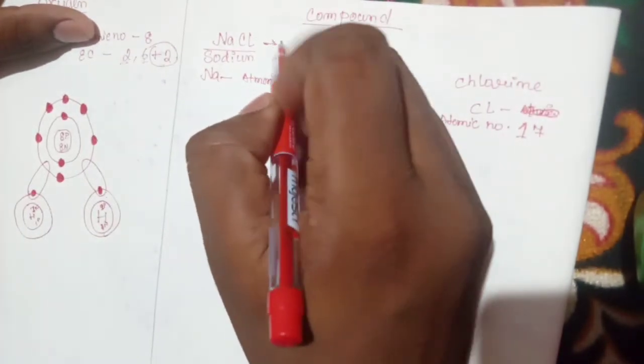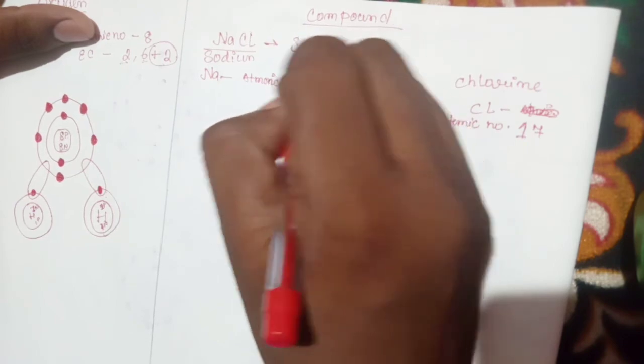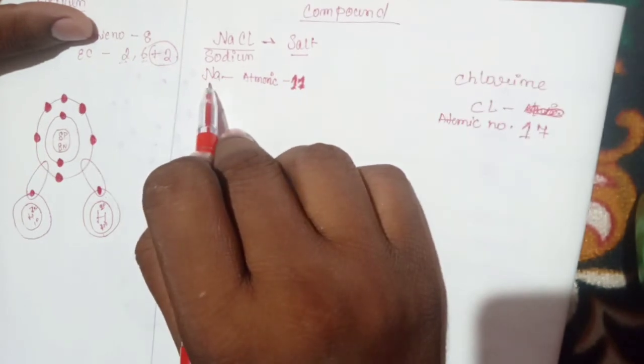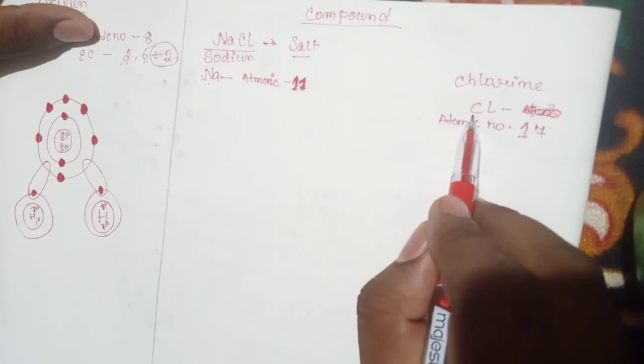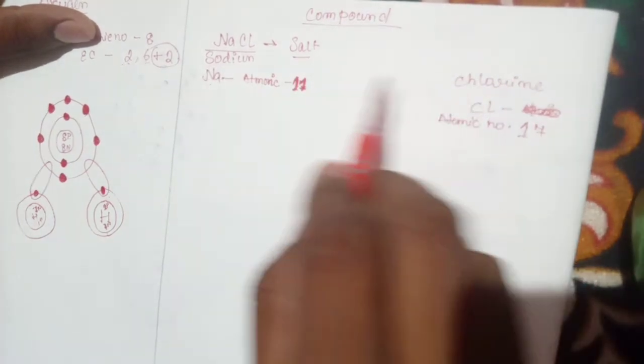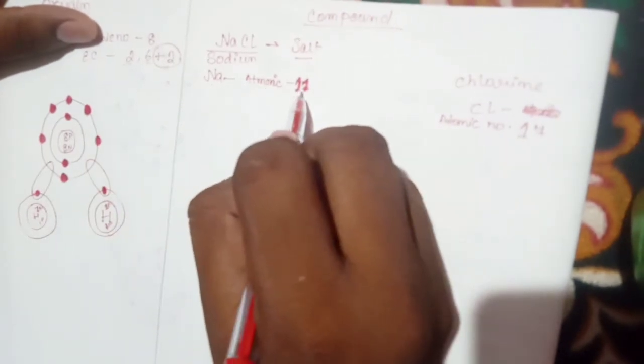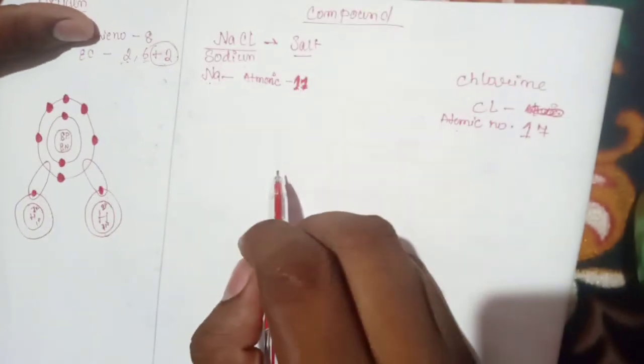Now we'll see an example of the compound NaCl. What is NaCl? NaCl is basically salt, the common salt that we eat. Na stands for sodium, that is the symbol of sodium, and Cl is chlorine. These two elements make a compound known as sodium chloride, or NaCl. Na has atomic number 11 and chlorine Cl has atomic number 17.